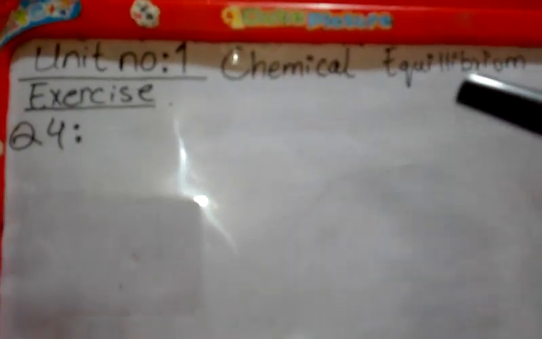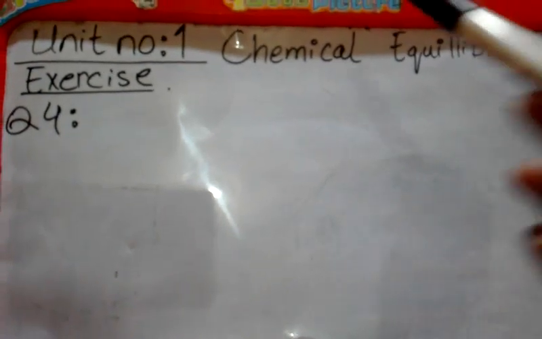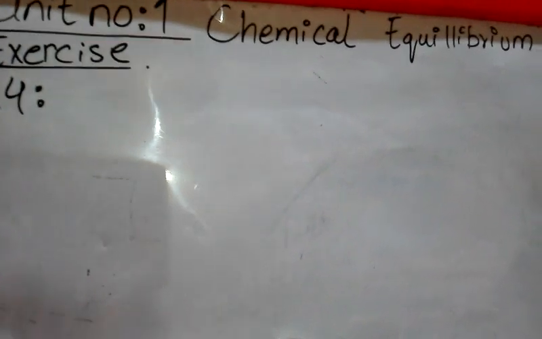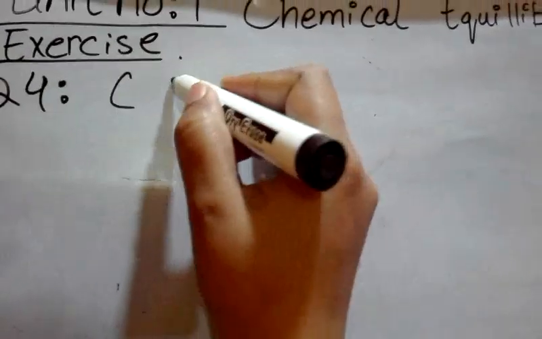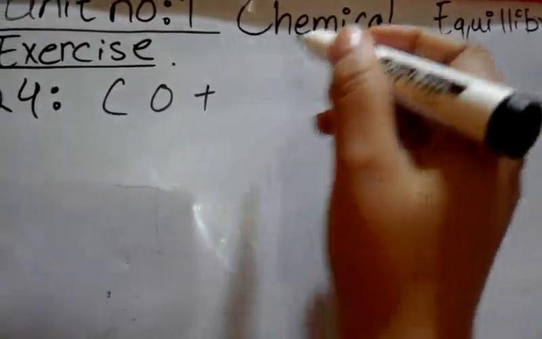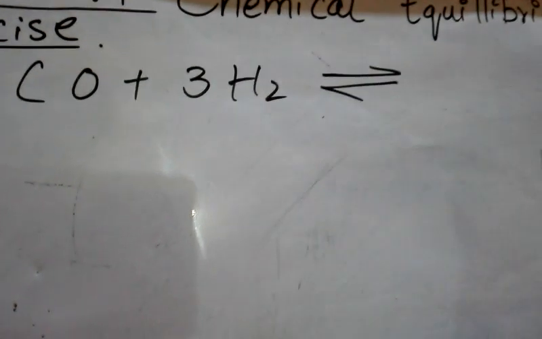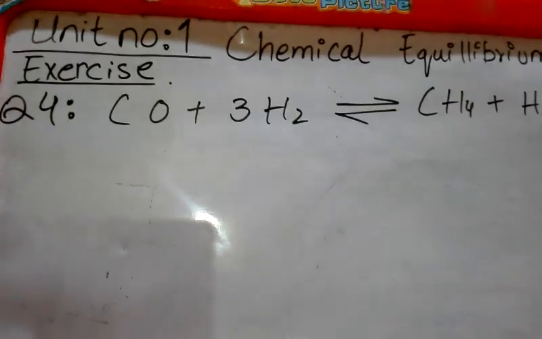We are on unit number 1 nowadays, and the name of our unit is chemical equilibrium. We are doing the exercise. We have done 3 questions of the exercise before, and today is question number 4. I am writing the statement of question number 4: carbon monoxide plus 3 times hydrogen changes to, with the sign of the reversible reaction, which goes forward once and comes back by the other. This is the reaction, question number 4.